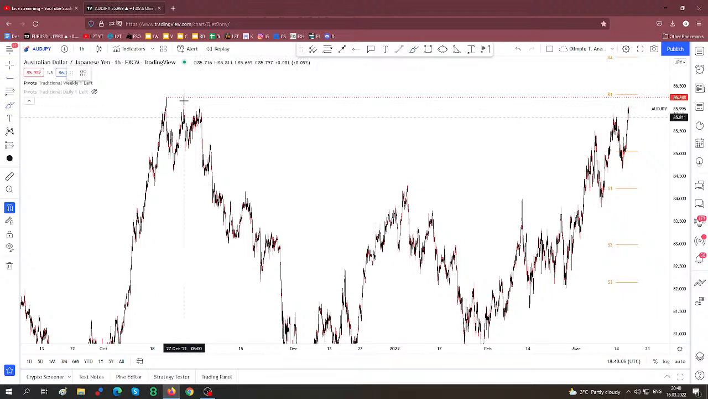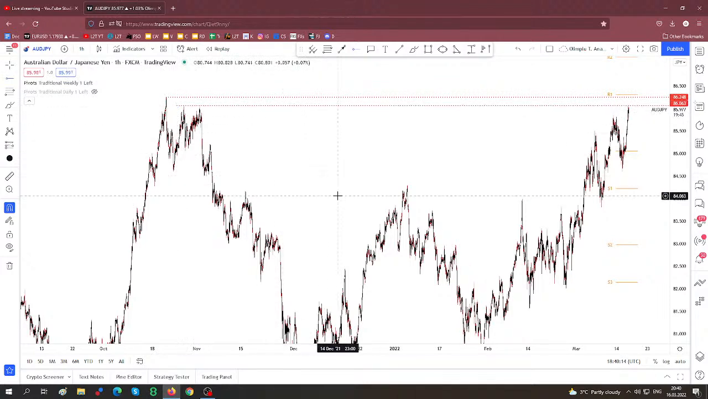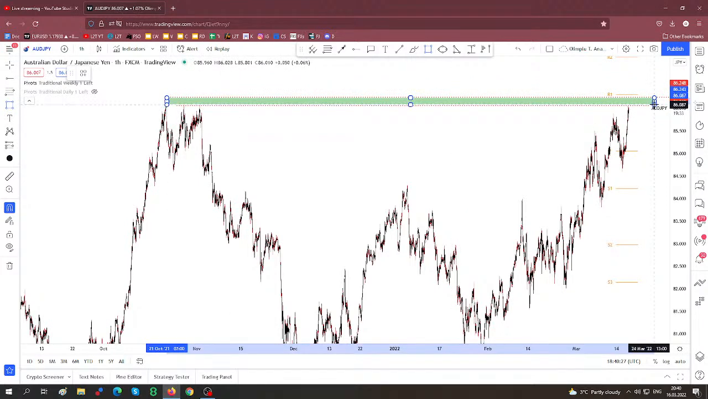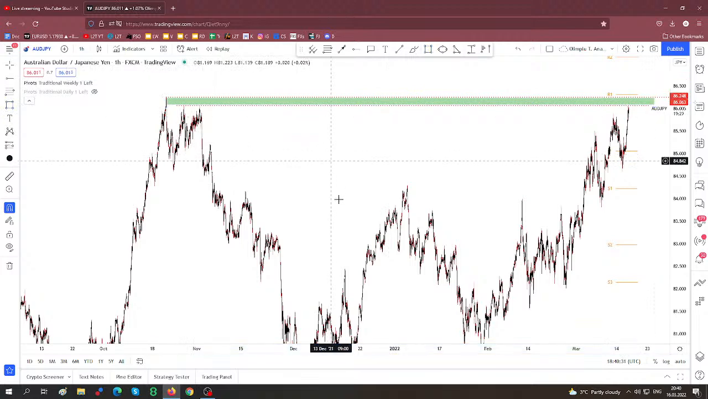And as I've said, I want also something on the yen basket, something like a resistance area here. It remains to see how the Australian dollar, Japanese yen will react around this resistance zone, supply zone.